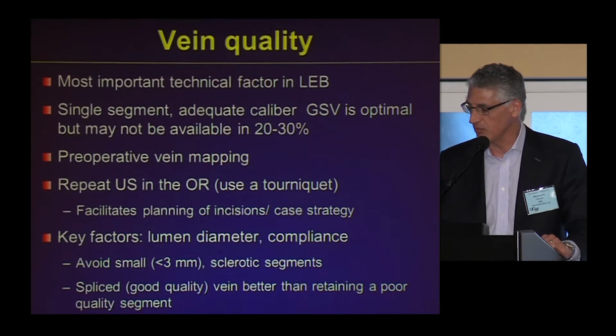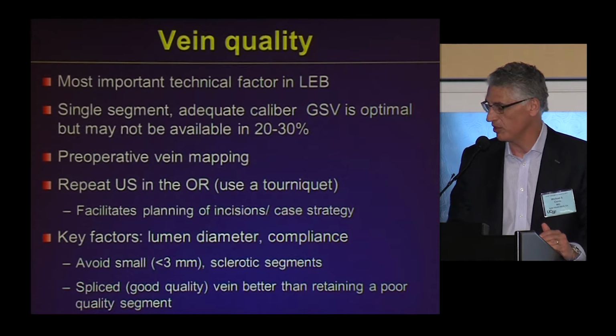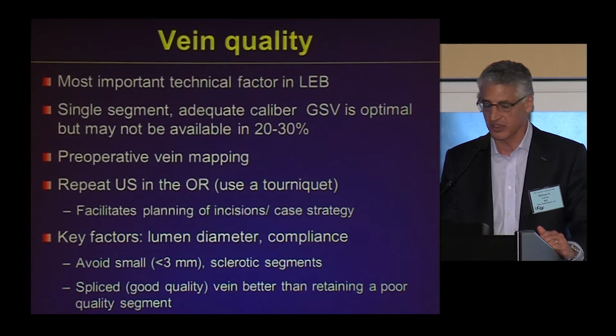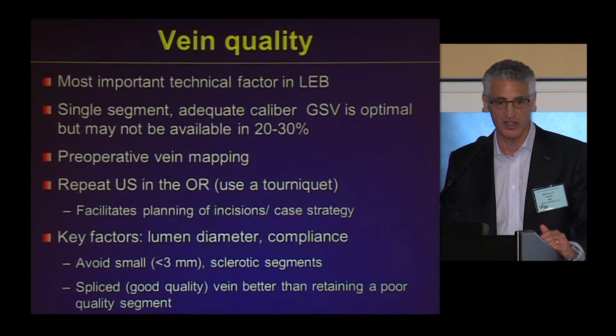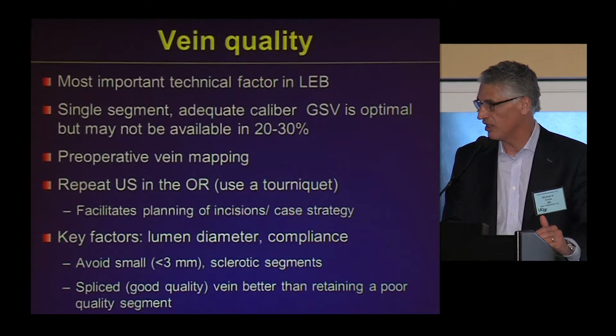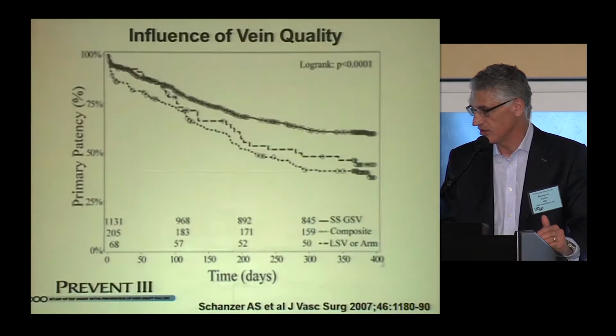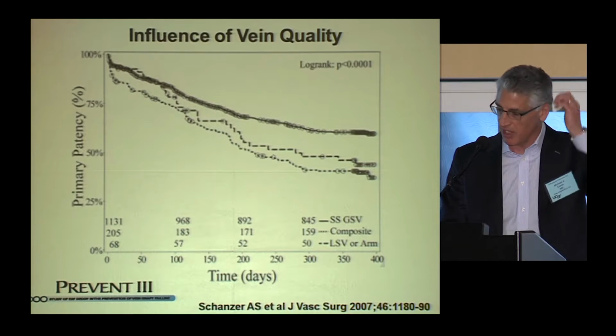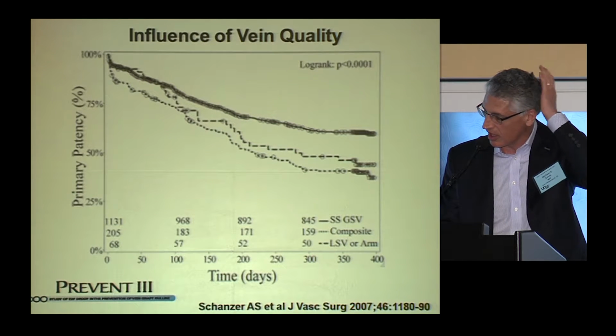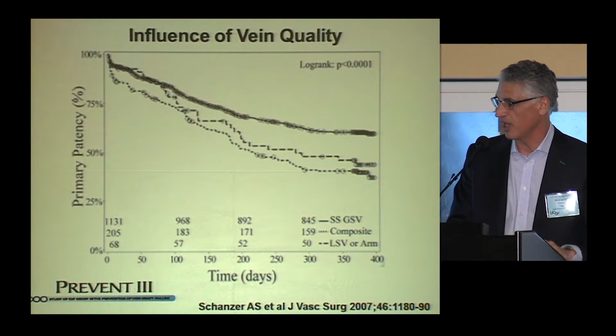I would tell you that it's better to excise a questionable piece of vein and put two pieces together than to retain a poor quality segment in that conduit. Don't compromise on the vein, or you'll be unhappy later. This has been borne out in many, many ways, but the PREVENT III trial had an opportunity to look at it in many different parameters.